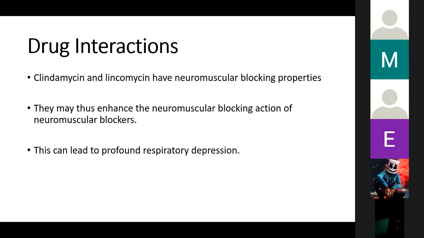So a very important thing about clindamycin and vancomycin is their property of neuromuscular blockade. So let's say a patient is undergoing anesthesia and the patient is given a neuromuscular blocker, it will become worse. The neuromuscular blocking activity will be heightened or potentiated by clindamycin. And this can lead to profound respiratory depression. Because you know that when you block the muscular action, the diaphragm is a muscle which helps with respiration. That is the most dire consequence of neuromuscular blockage. And so when you have clindamycin and you are given a neuromuscular blocker, it enhances the action. And so it's very important for us to be aware of this.